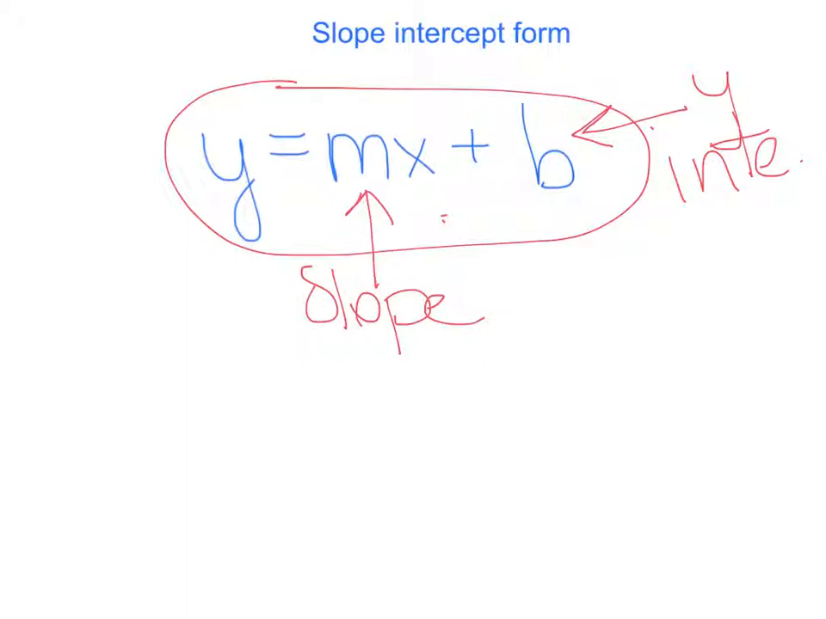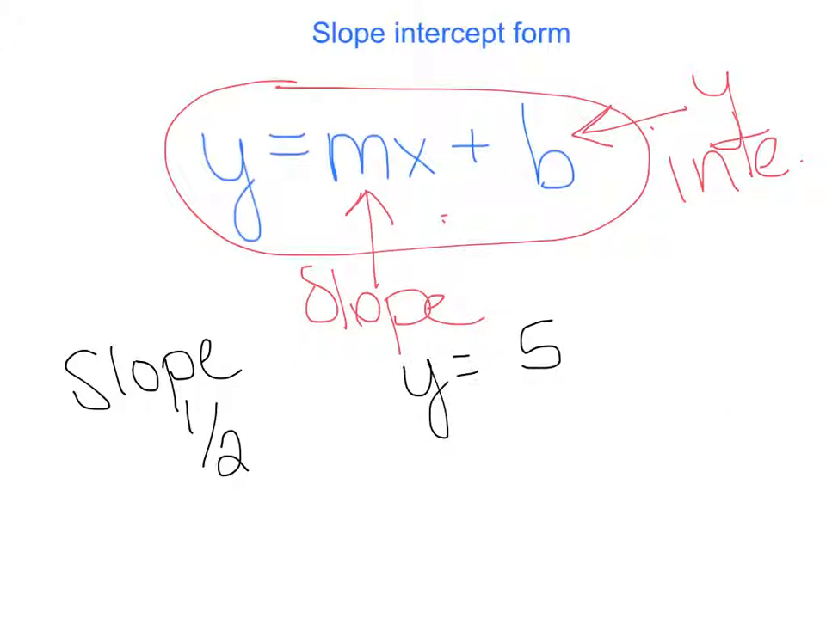So sometimes you're given something that may say the slope is 1/2 and the y-intercept is 5. So then to write your equation in slope-intercept form, you write y equals 1/2 x plus 5. Now, this is not always a plus. If the y-intercept is negative, then it may be a -5. But if it is positive, it is a plus.